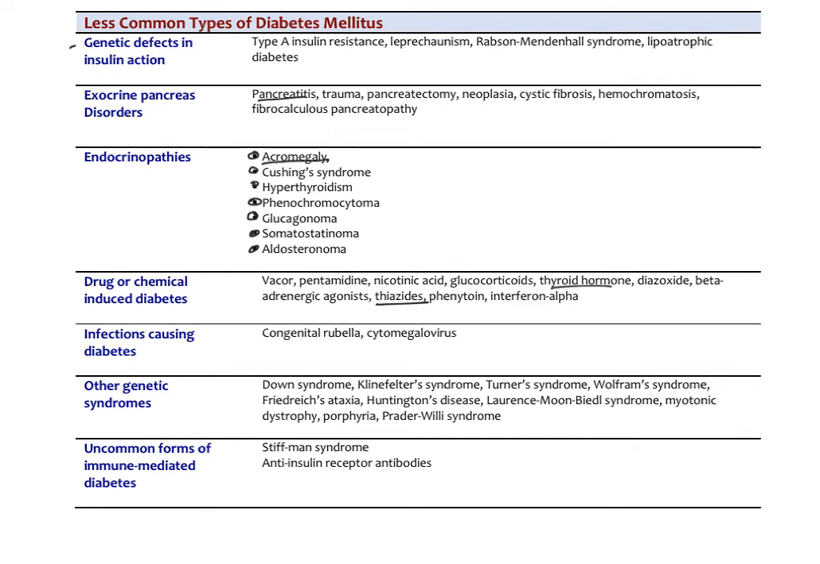Different infections like congenital rubella, cytomegalovirus can theoretically induce diabetes. Here's more rare genetic syndromes, and then immune-mediated types of diabetes as well. These don't need to be memorized in any way, but it's just important to know that sometimes you have to go down and look at the zebras when you've ruled out the other types of diabetes in your patients, and they're not responding well to the therapies. Okay, so that's the overview of all the different types of diabetes.